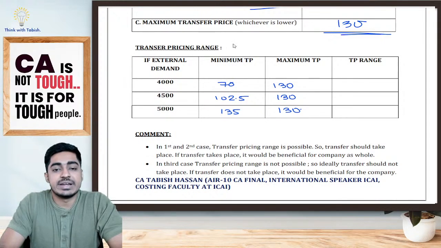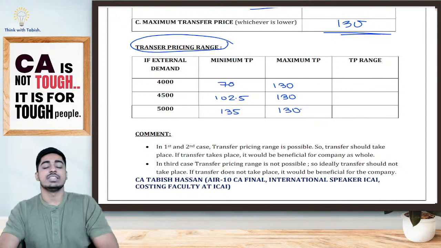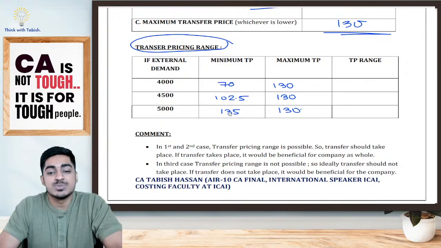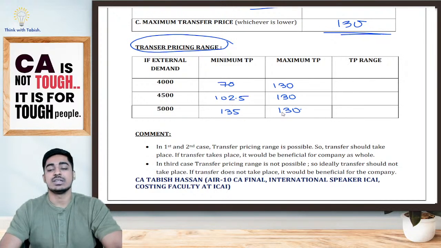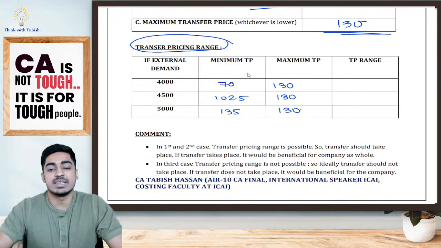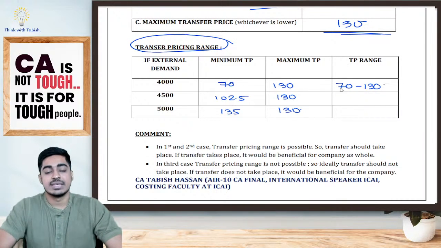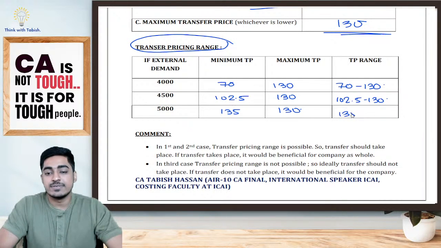Now, what will be the transfer pricing range? In the first case, transfer minimum was 70, maximum was 130. Second case, minimum was 102.5, maximum was 130. Third case, minimum was 135, maximum was 130. So how will the transfer pricing range be? First case is 70 to 130. Second case, it is 102.5 to 130. Third case, it is 135 to 130.